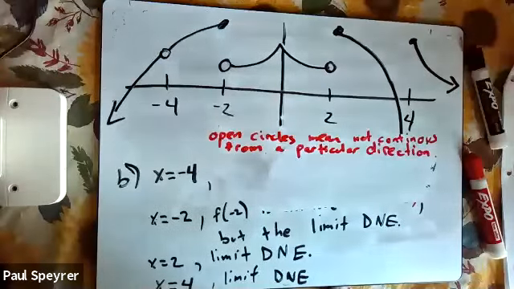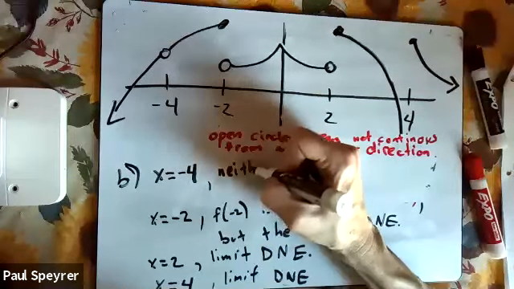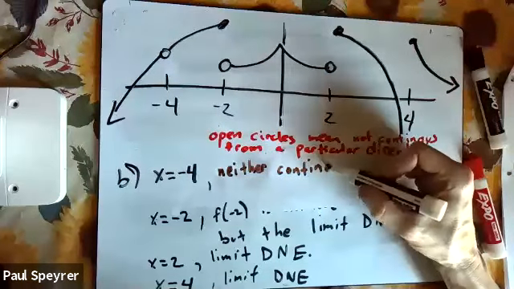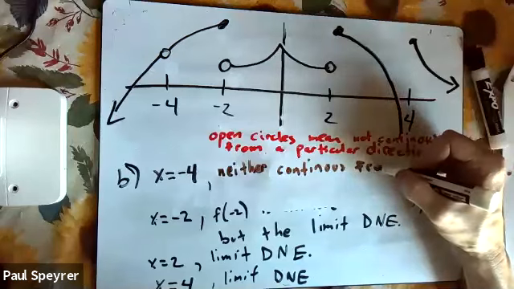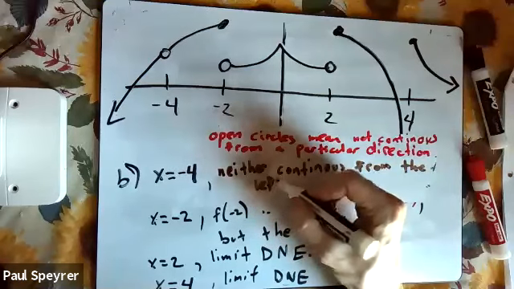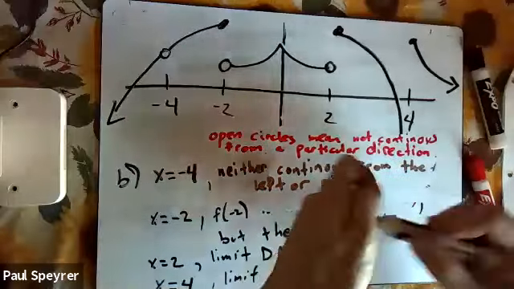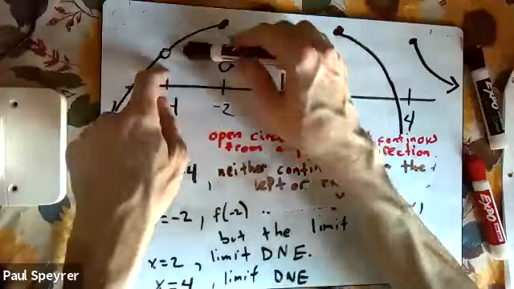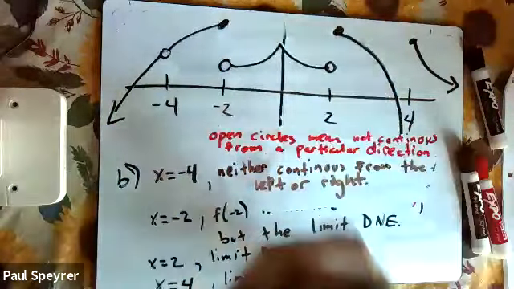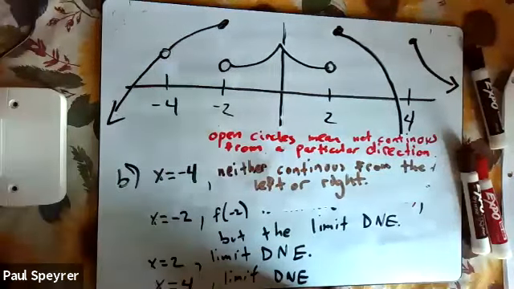So with x equals -4, it's neither continuous from the left or right. And why is that? Because we had an open circle right here. If you have a line with an open circle just like this all the time and no jumps like this, it's not going to be continuous from either side. And again, it's the open and the closed circles that determine that right there.